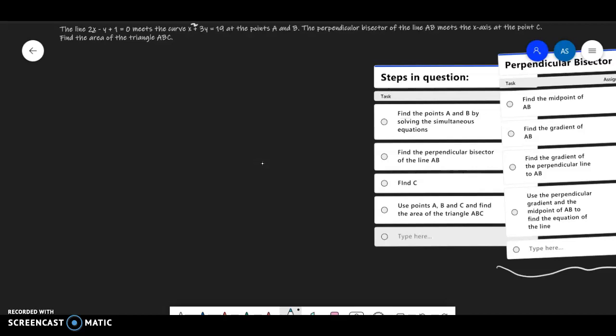In today's particular video, we're going to do the topic of coordinate geometry, and I'm going to do a past paper question and give you the full solution. This is my question here. It says the line 2x minus y plus 1 is equal to 0 meets the curve at points A and B. They form a perpendicular bisector and it meets the x-axis at C, and then we need to find the area of the triangle ABC. Now, this particular question will be heavily weighted because there are lots and lots of parts.